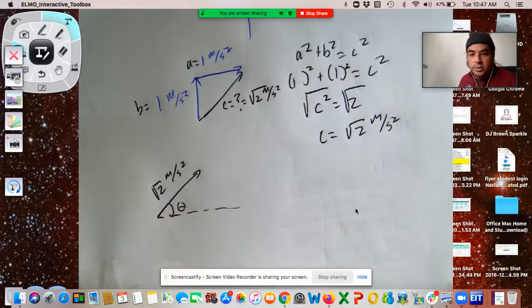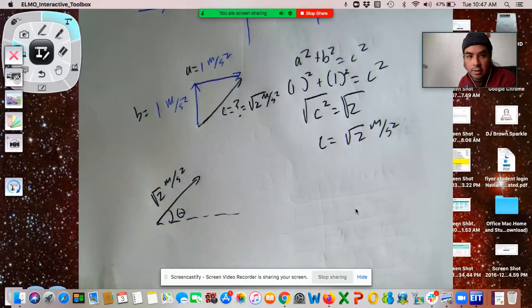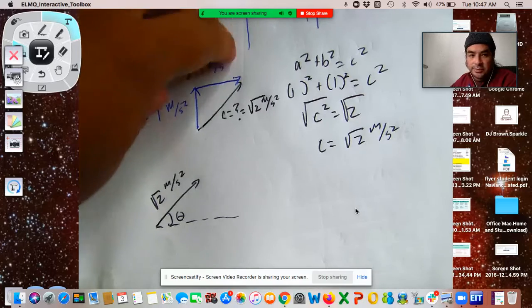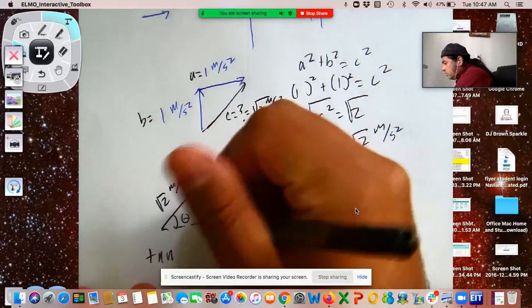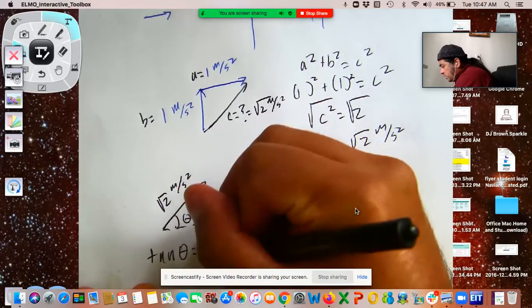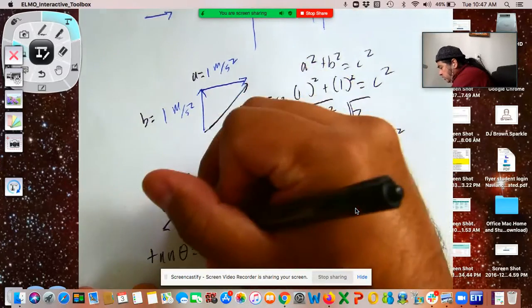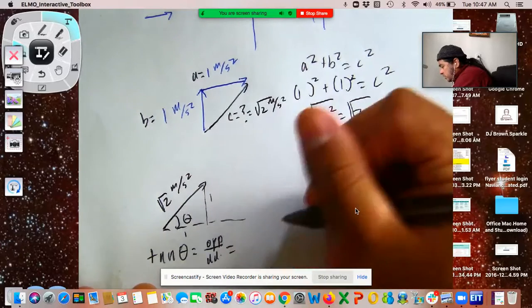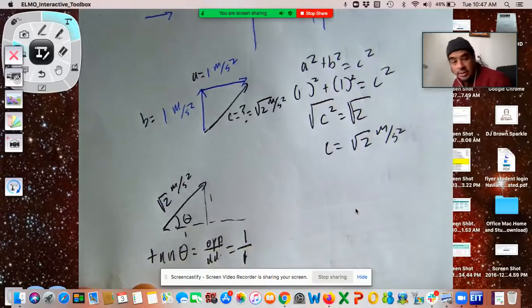Now, there's different ways you can do that. You can do SOHCAHTOA, right, sine, you know both sides. You can use cosine, that's also appropriate. What I'm going to use is tangent, because I know tangent is equal to opposite over adjacent. Tangent of theta is equal to opposite over adjacent. And I know that this is 1, and I know this is 1. And so I'm just going to plug those in, and I'll see that this is 1 over 1. And that's a nice, easy number.